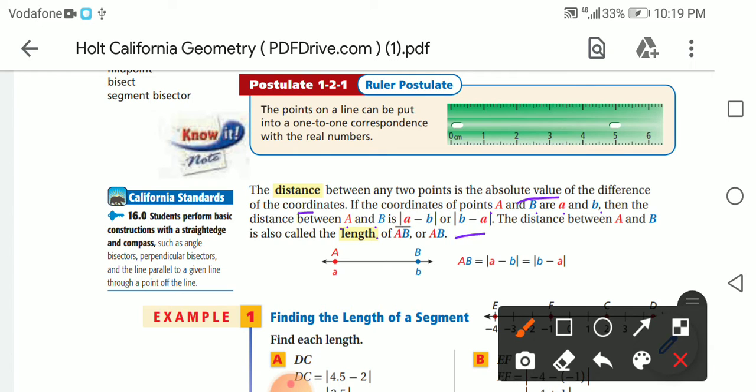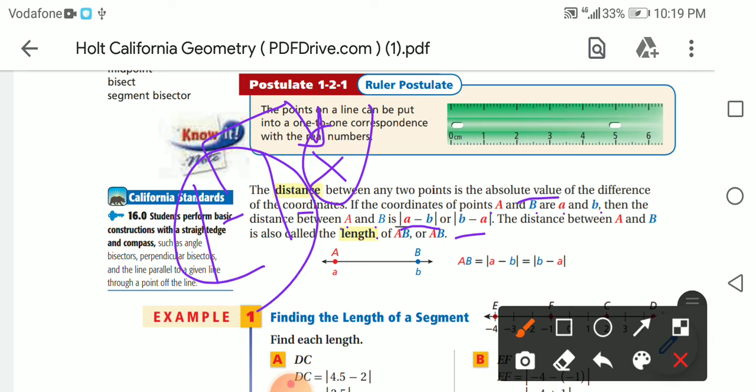Why b minus a here, when it's a minus b subtraction? We can use the commutative property for subtraction. Yes, we can. Why? Because with the absolute value, the negative becomes positive. It doesn't matter if it's negative here; it should be positive when you finish solving for the absolute value.